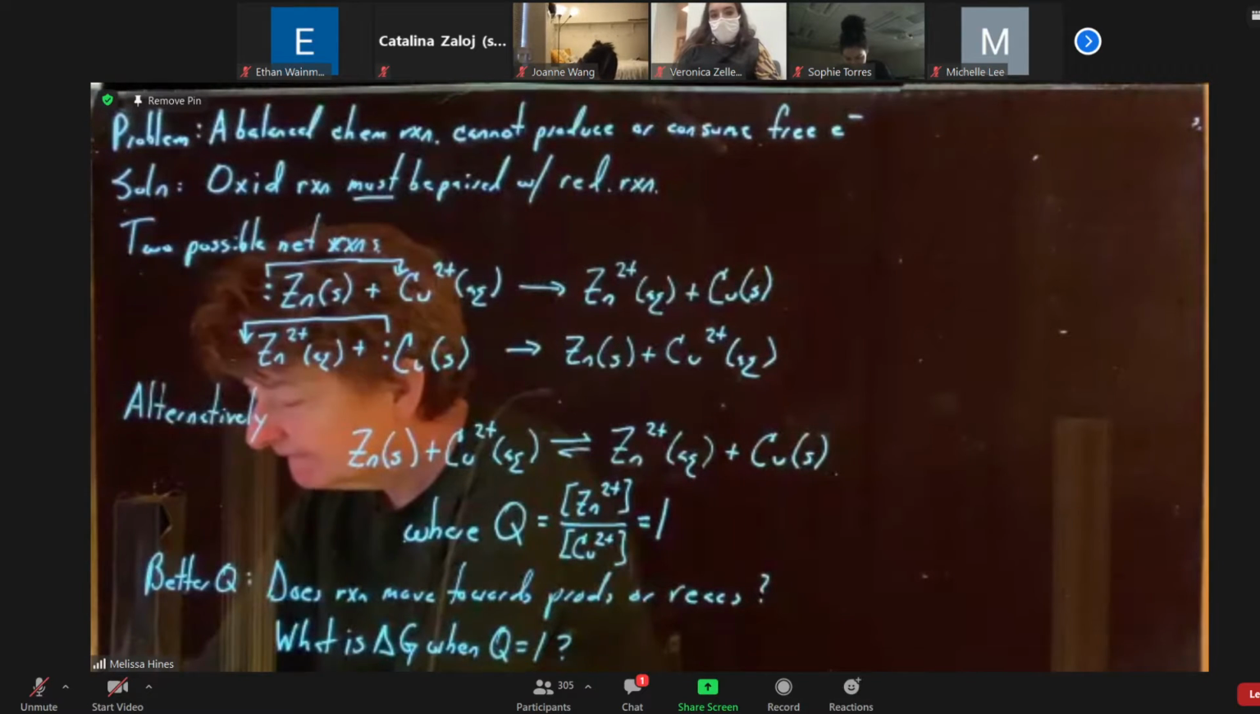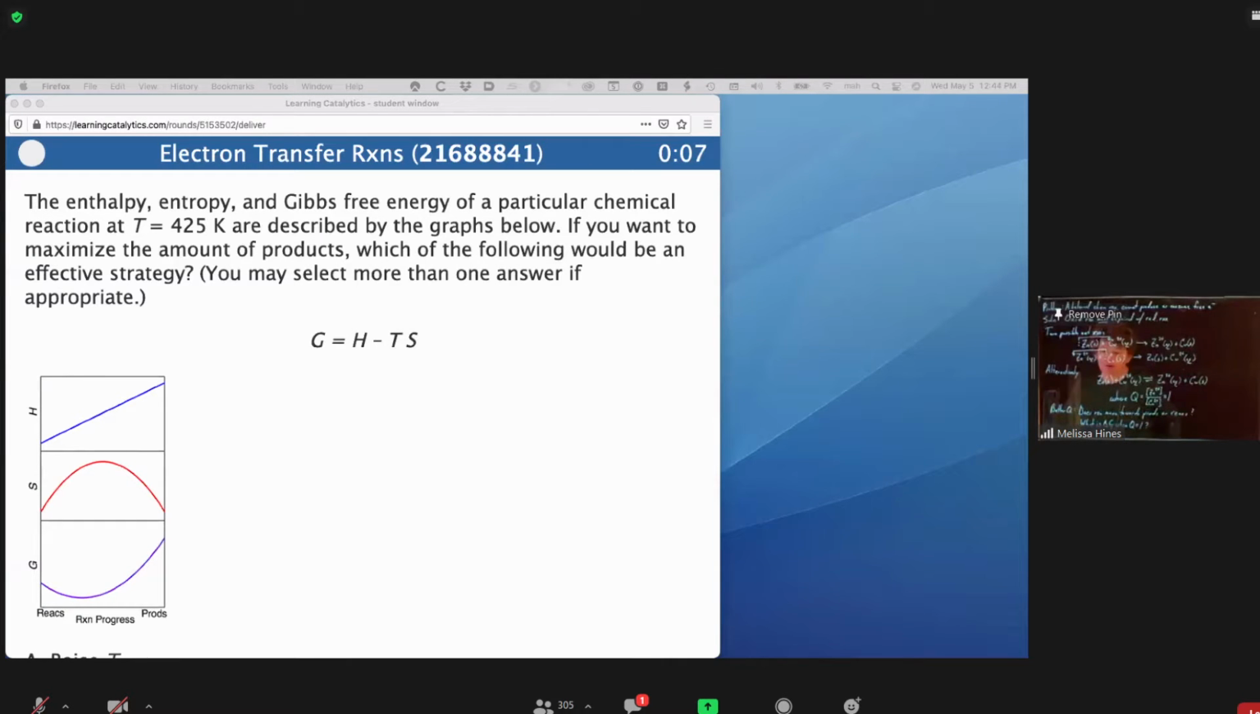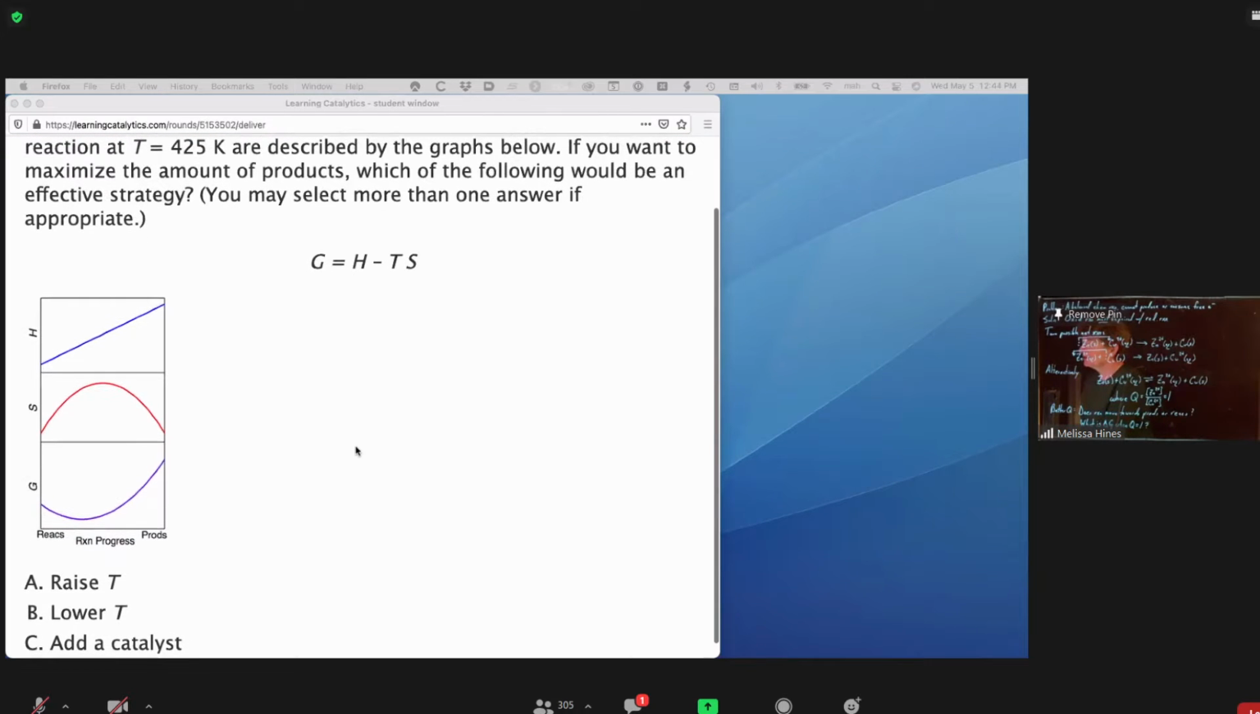So here we go. The enthalpy, entropy, and Gibbs free energy of a particular chemical reaction at 425 K are described by the graphs below. If you want to maximize the amount of products, which of the following would be an effective strategy? Your choices are raise temperature, lower temperature, and add a catalyst.